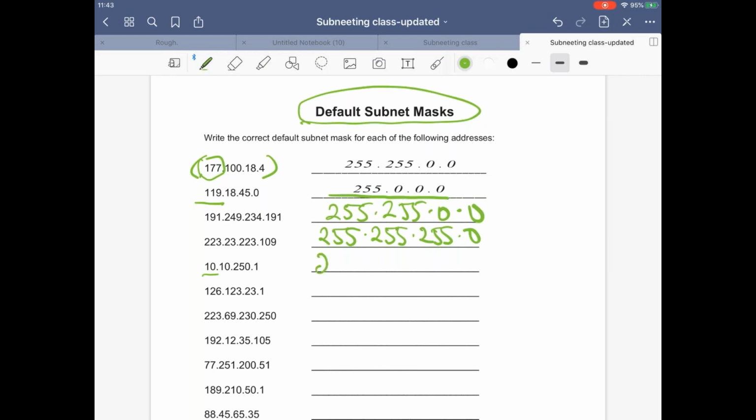10 dot, this is class A, 255.0.0.0. This one is class A again, 255.0.0.0. Same. Last, this one is class C, 255.255.255.0. That is the default subnet mask.